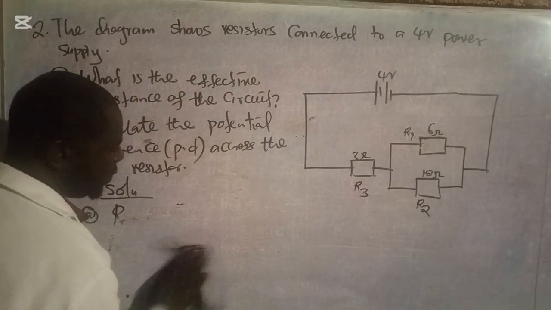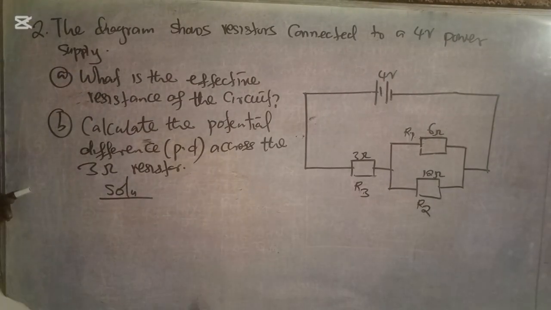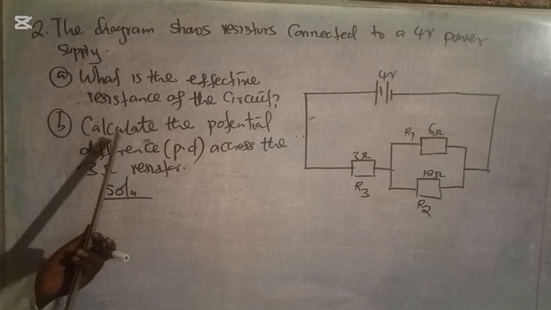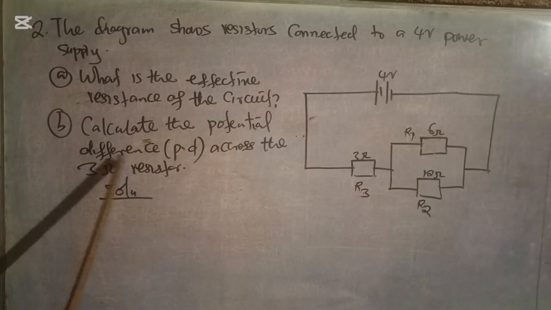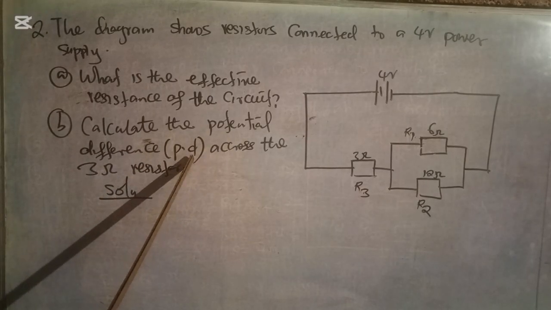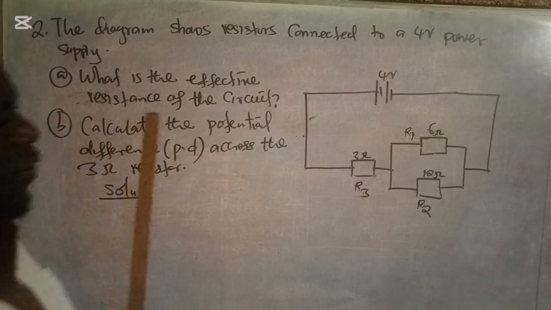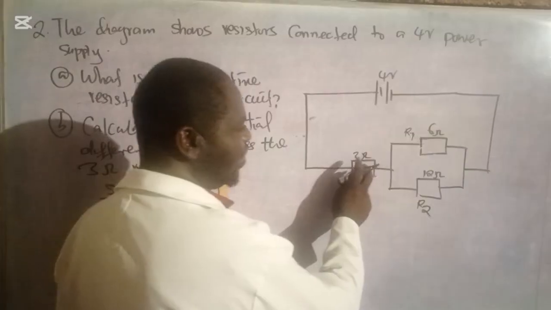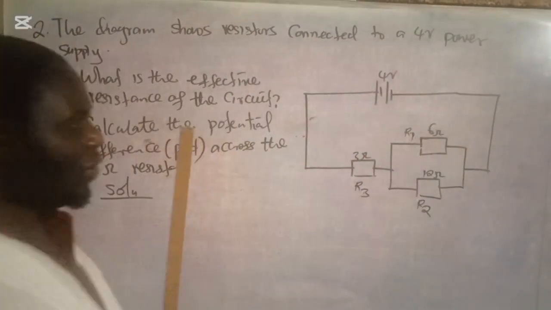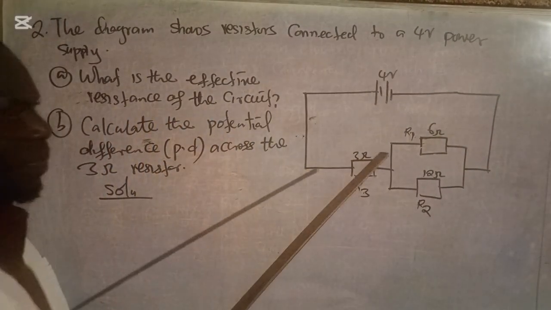Question B is saying calculate the potential difference, PD, which is the same as voltage, across the 3 ohm resistor. So now we find the voltage across this resistor together. On this one, current.